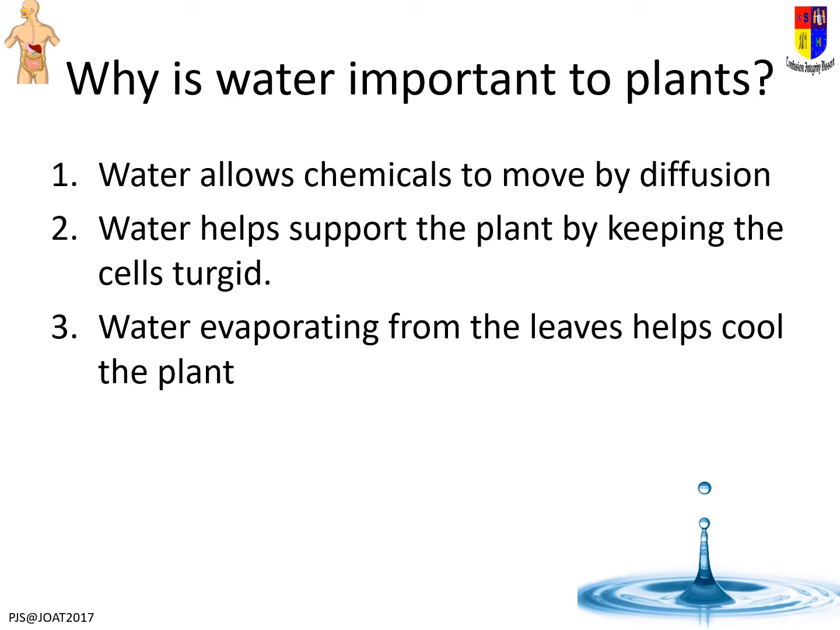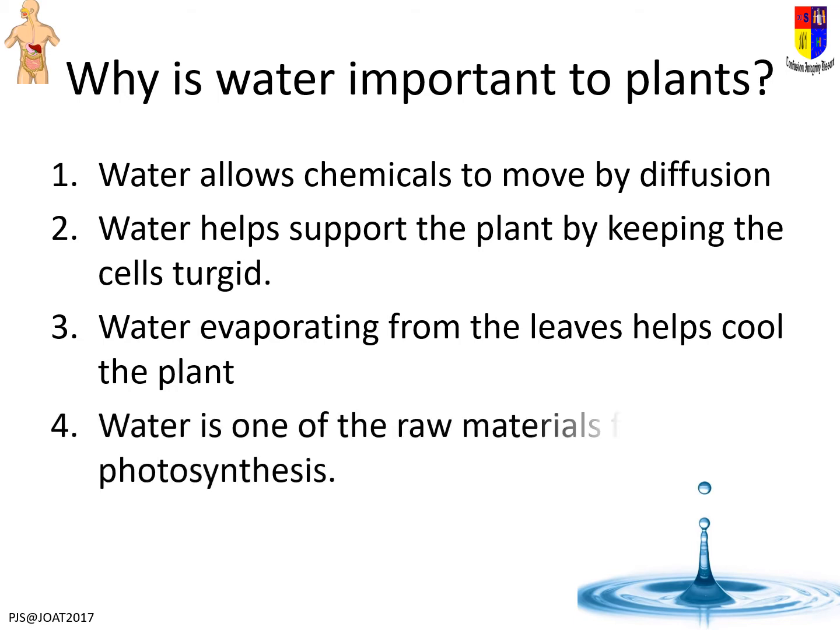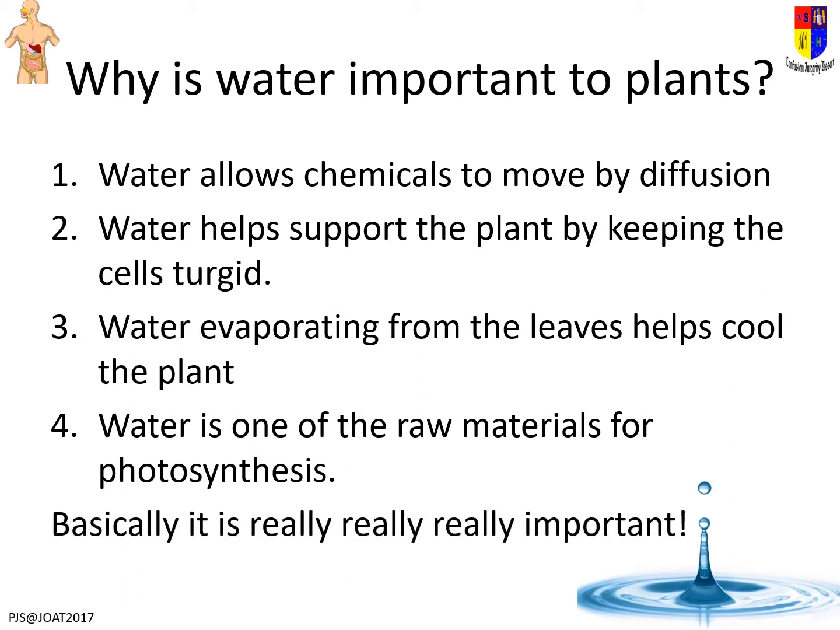If you have water evaporating from the leaf surface, which is what you will have all the time, this helps cool the plant so it stops it overheating. And you need it for photosynthesis. So this is just one of the most important things that they can have. Basically, it's really important.